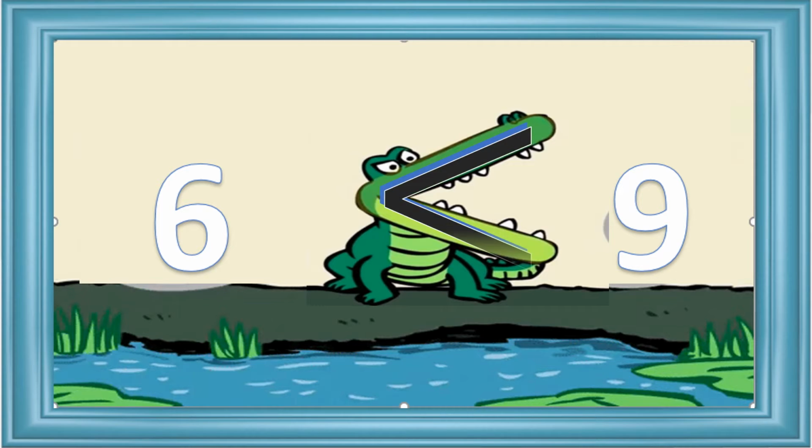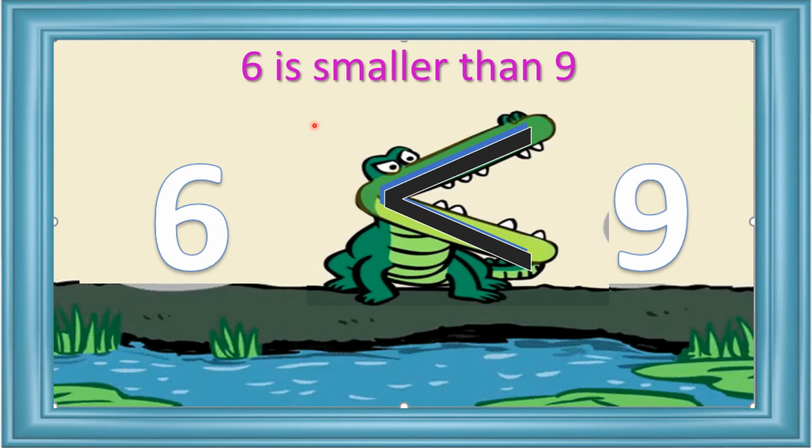See dear children, this is our symbol for smaller than, because 6 is the first number, correct? 6 is the first number and 9 is the second number. The closed side of this symbol shows 6 and the open side shows 9. So we can write like this: 6 is smaller than 9. The first number is smaller than the second number. Got this, children? So this symbol we use for smaller than.